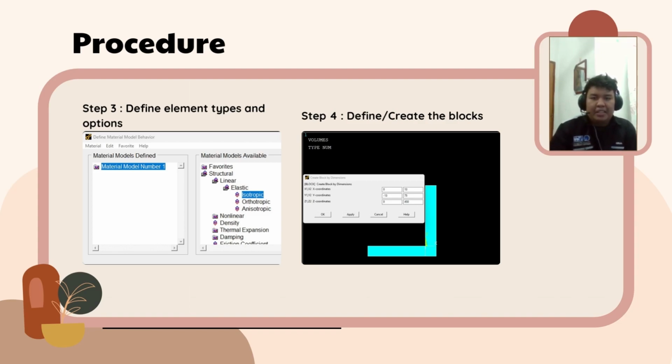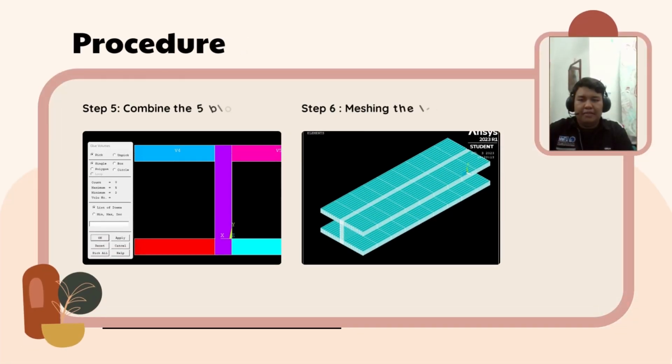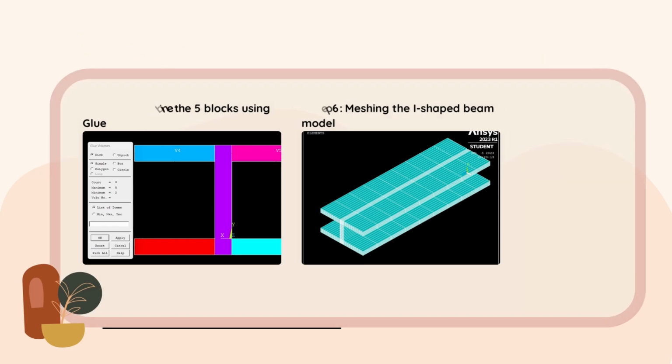The next step is define and create the blocks according to the dimensions given. Step number 5 is combine the 5 blocks using glue. We need to select all 5 blocks to combine and produce the I-shaped beam model. The final step, step number 6, is meshing the I-shaped beam model. We need to divide the element into 10 elements.